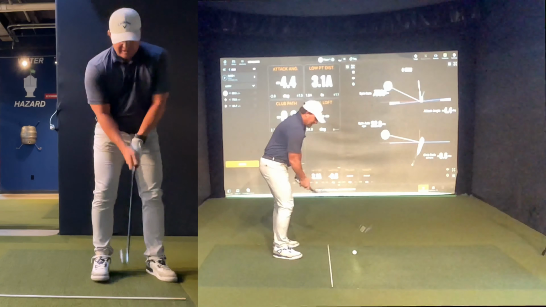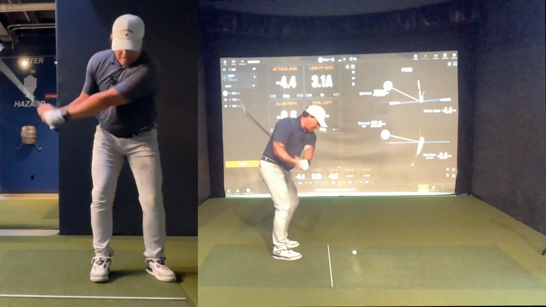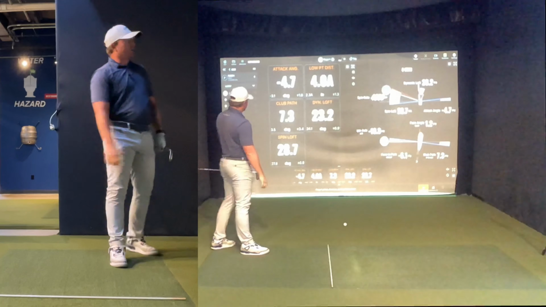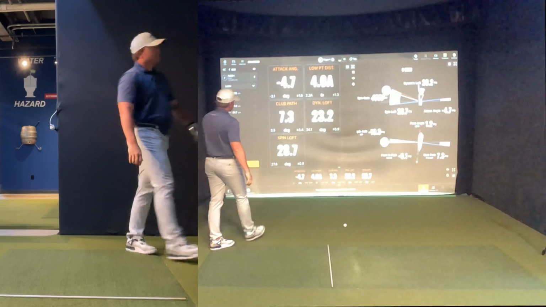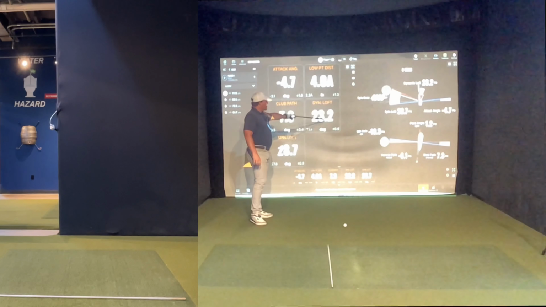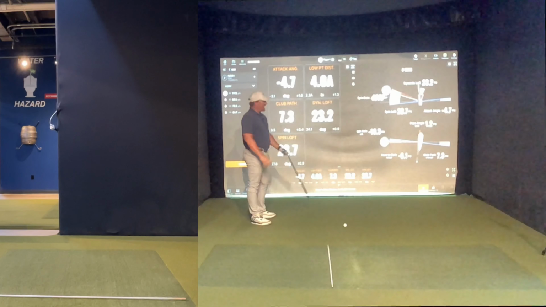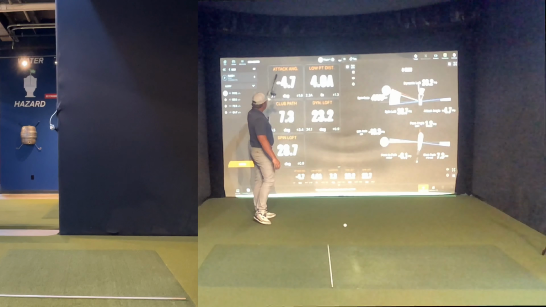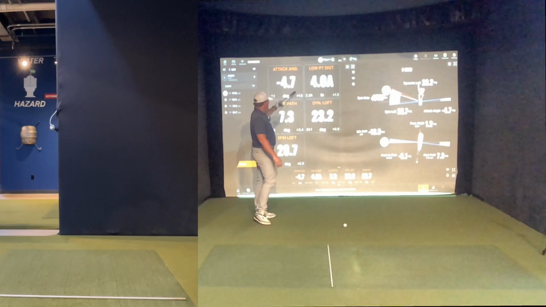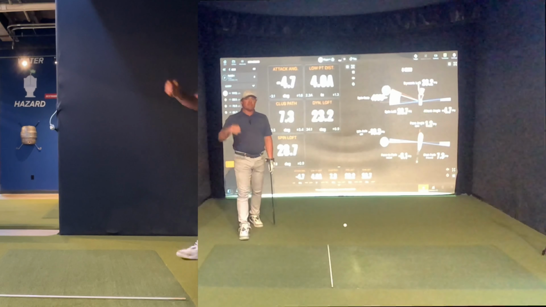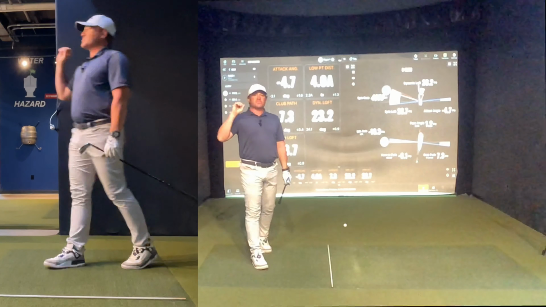So, understanding that, I'm just going to get it back here. Yeah, there we go. As you can see, I had a dynamic loft of 23.2 degrees. That means I made this 8-iron at impact 23.2 degrees. I subtract the attack angle, but since it was negative 4.7, I'm going to add it. So I get roughly a spin loft of 28.7. We want that spin loft to be high so that we get a lot of spin.